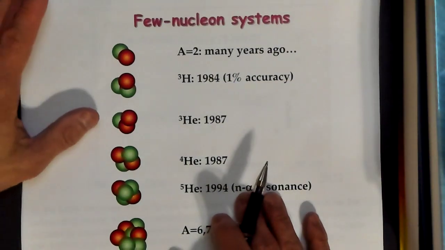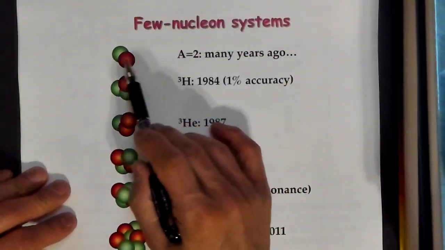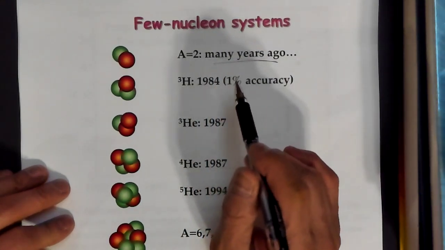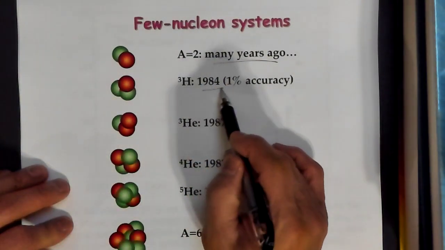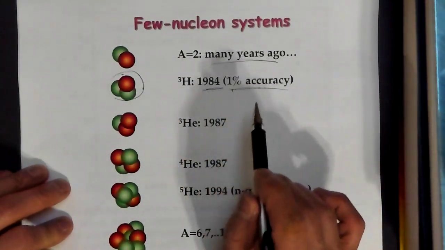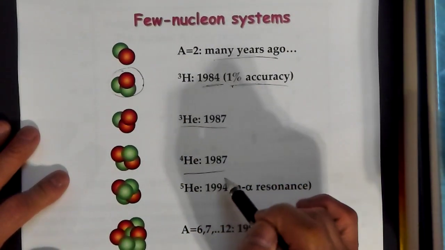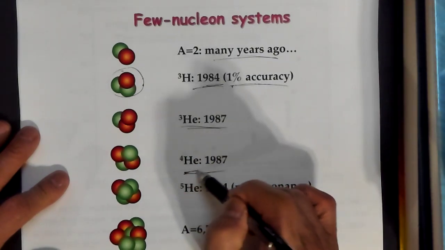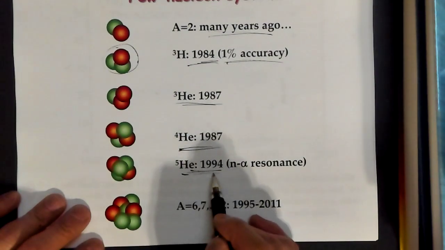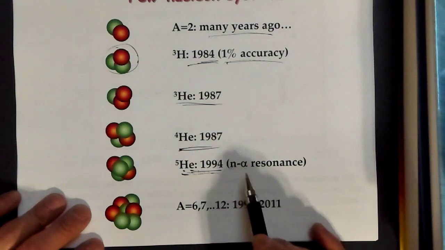And here's kind of the current status of things. So we started off with the deuteron, the A=2 system, and people could do that many years ago. That was quite simple. Then in about the 1980s, we could do the three-body system with about 1% accuracy, and the four-body system. And then people started doing larger calculations in the 90s, the five-body system, describing the neutron with an alpha.